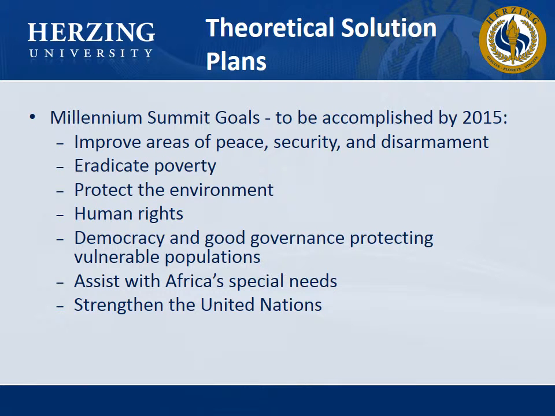Theoretical solution plans to some of these issues. The Millennium Summit goals are to be accomplished in 2015. Below are some of the goals, which include to improve areas of peace, security, and disarmament, to eradicate poverty, to protect the environment, further issues and progress towards human rights, democracy and good governance, protecting vulnerable populations, to assist with Africa's special needs, and to strengthen the United Nations.